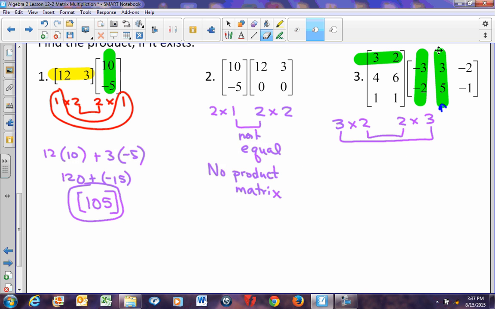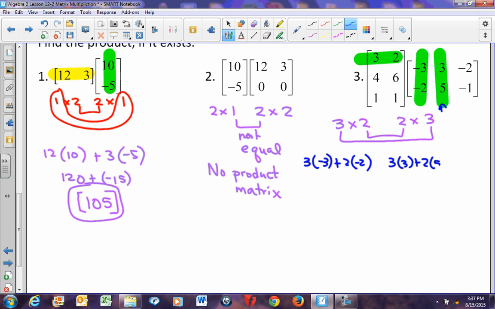I have to erase this really quickly because I didn't give myself enough space. So we'll do that again. 3 times negative 3 plus 2 times negative 2. And then we're going to go 3 times 3 plus 2 times 5. And then last but not least, we'll multiply that top row by the last column, which is 3 times negative 2 plus 2 times negative 1.